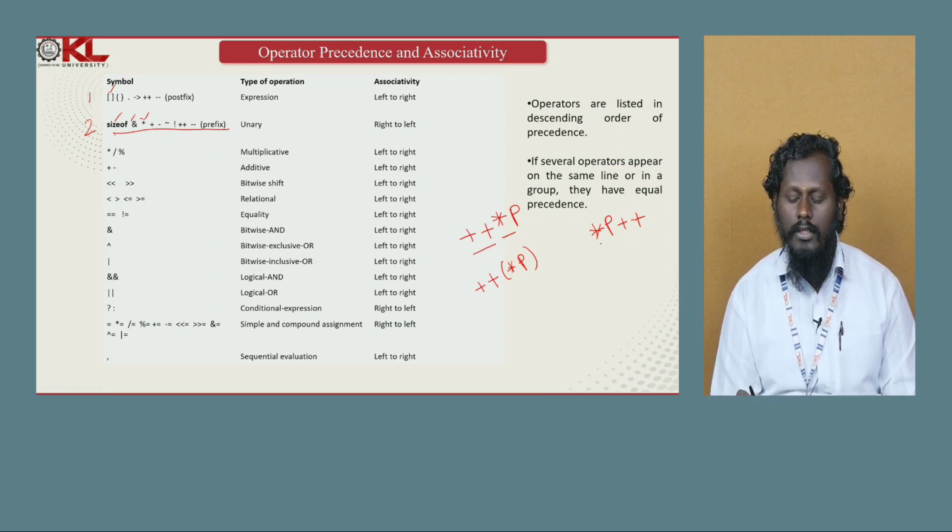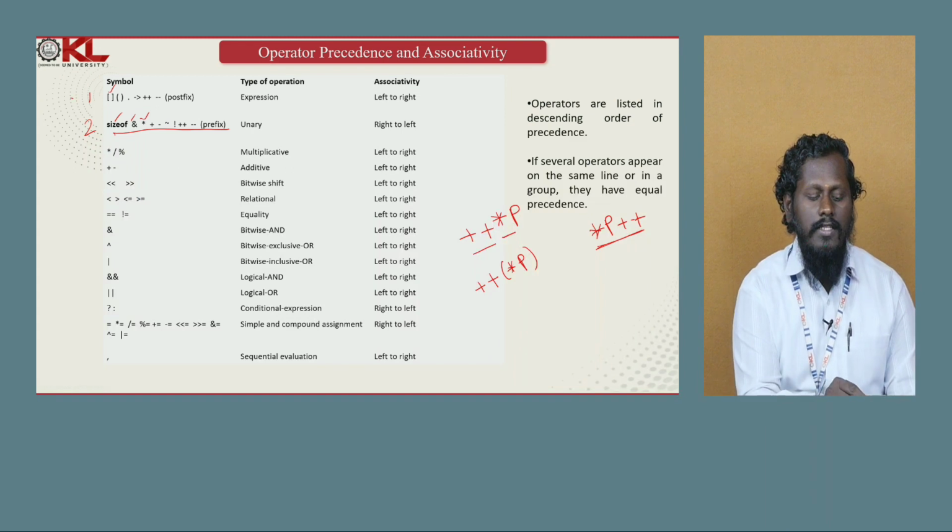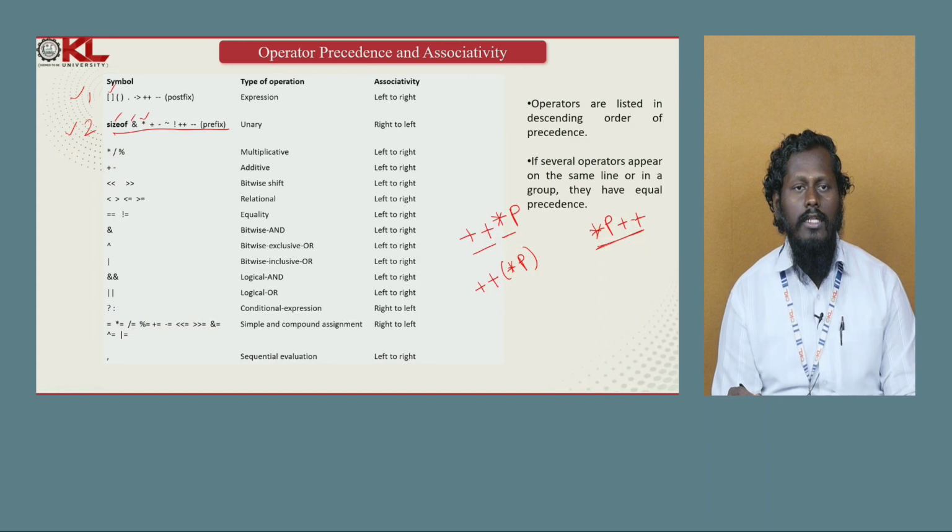And suppose you have the expression like star p plus plus, that means the pointer variable, again I use plus plus. So it is called post increment. You can see the table here: the post increment is 1 and the pointer operator is in 2. So definitely we know that post increment has the highest priority compared to pointer operators. Already we said that the operator having the highest precedence will be evaluated first, and the lower one will be evaluated second. So this expression will be rewritten like that.